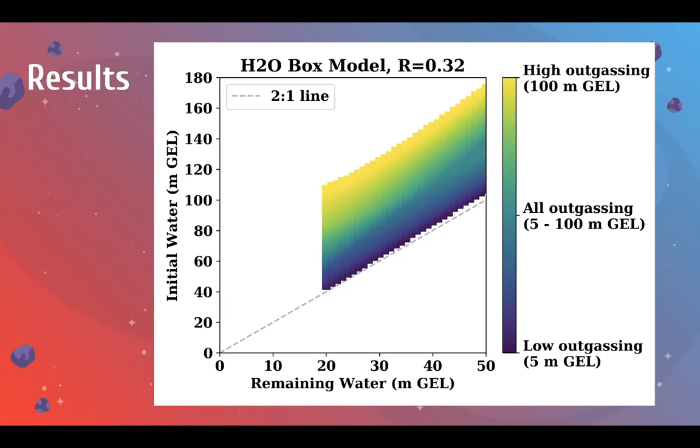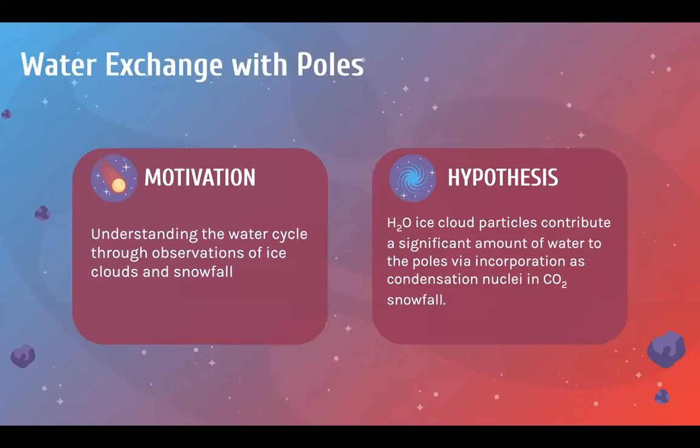And currently, I'm working on looking at the short scale evolution of the water cycle and what's going on right now as we observe it on Mars. Specifically, I want to understand the water cycle by observing ice clouds and snowfall. And I'm not talking about water snowfall as you would think of it here on Earth. On Mars, the dominant snowfall mechanism is actually CO2 snowfall. And the process of CO2 snowfall can affect the water snowfall. I will explain it in the next few slides.